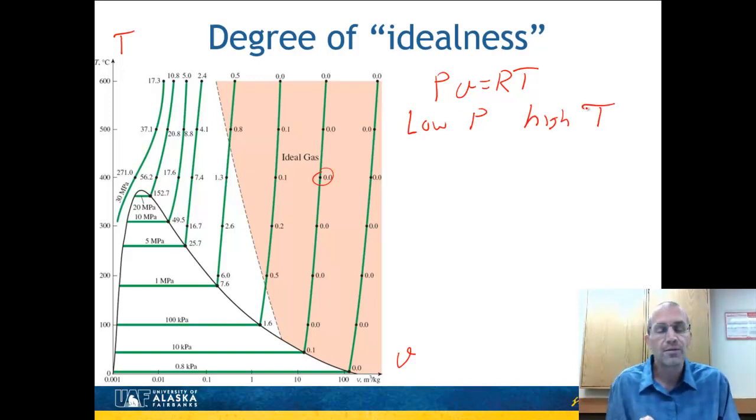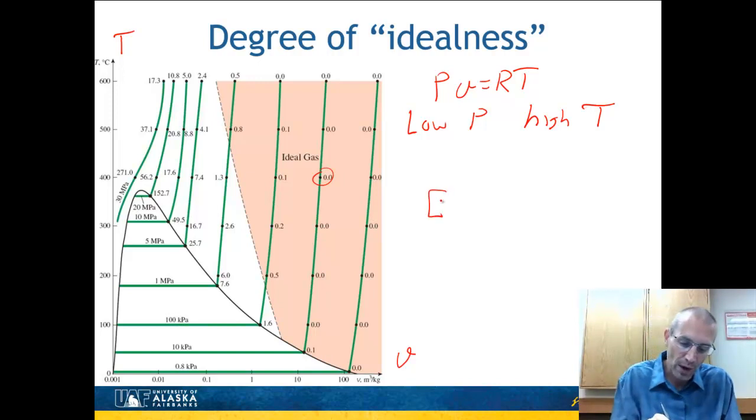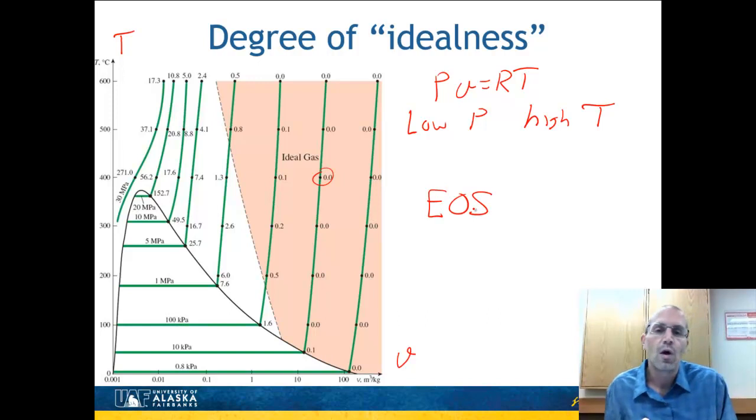However, if we don't have a low pressure and a high temperature, but we don't have access to a chart, we'd like another tool. And that's the tool that we're going to use, which is another equation of state, often written as EOS. The ideal gas equation is an equation of state, and today we're going to look at another equation of state.